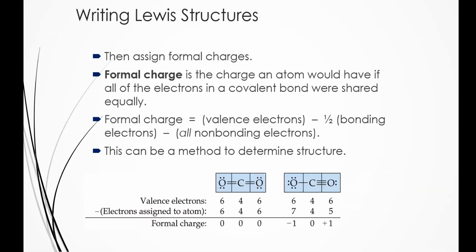Formal charge is the charge an atom would have had if all the electrons in the covalent bond were shared equally. So the formal charge is your number of valence electrons minus half of all the bonding electrons minus all of the non-bonding electrons. So we're going to use carbon dioxide down here as an example. Our oxygen starts off with 6 valence electrons. That's how many it should have.